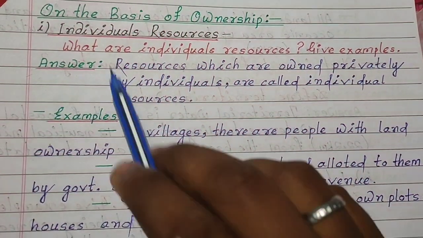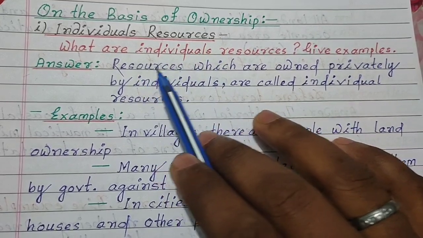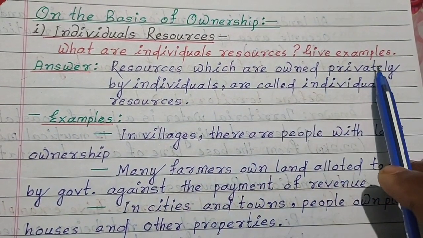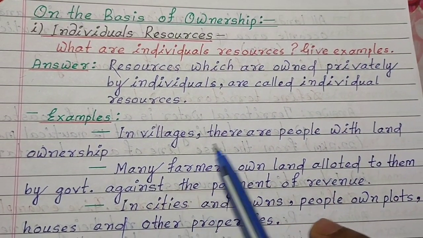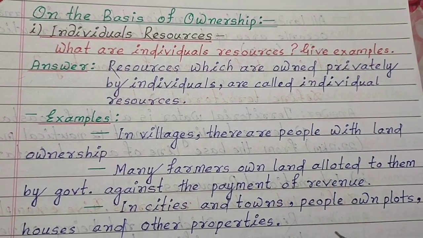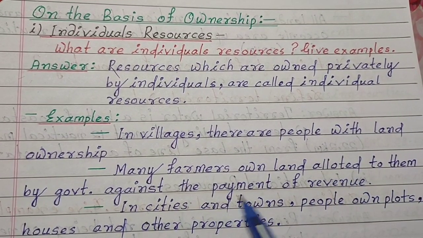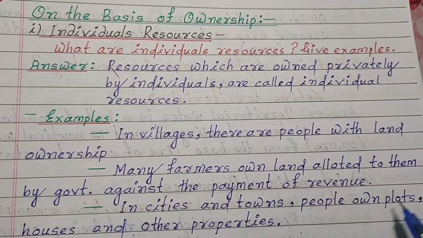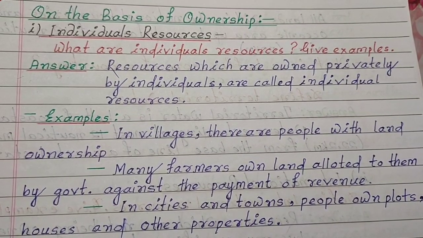Next, types of resources on the basis of ownership. First, individual resources. What are individual resources? Give example. Resources which are owned privately by individuals are called individual resources. Example, in villages there are people with land ownership. Many farmers own land allotted to them by the government against the payment of revenue. Next, in cities and towns people own plots, houses and other properties, cars, etc.